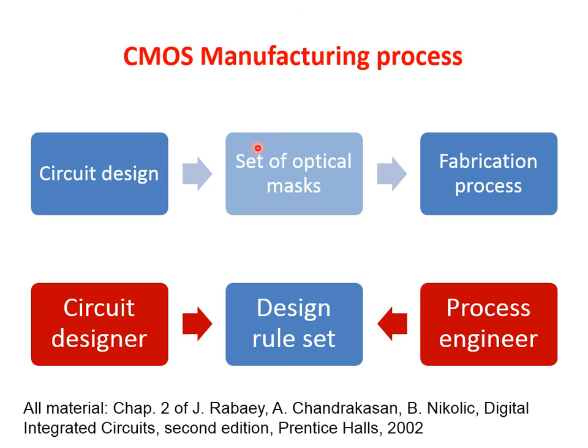Okay. This is what I wanted to tell about the fabrication process. Now we need to discuss the second part: how the circuit designer and the process designer are going to interact and decide what can be done and what cannot be done, because they have different incentives and different requirements.